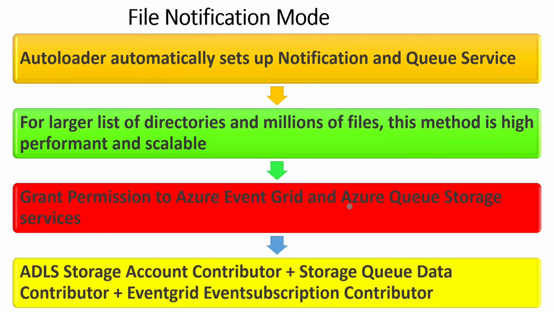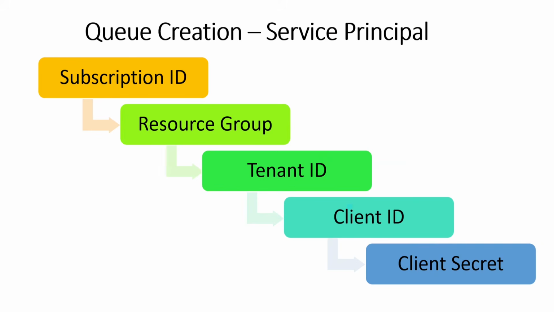I will explain in the demo, but before that we have to understand the different parameters we need to pass for file notification mode. We have to keep this information handy: subscription ID, resource group, tenant ID, client ID, and client secret. Client ID and client secret are nothing but the service principal credentials. Right. I hope you understood file notification mode as well.